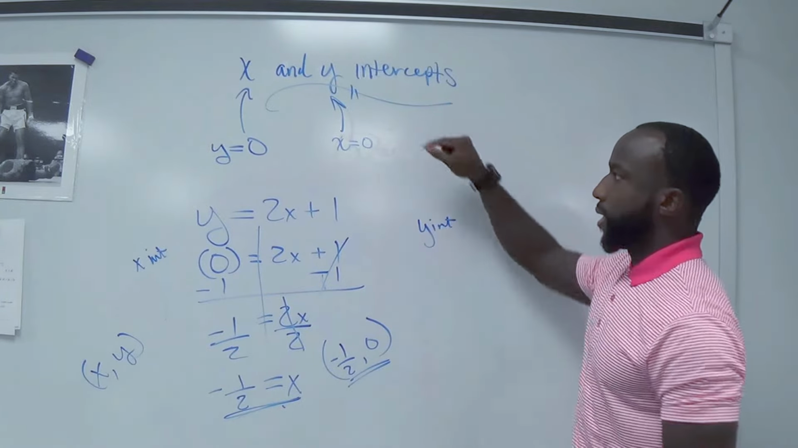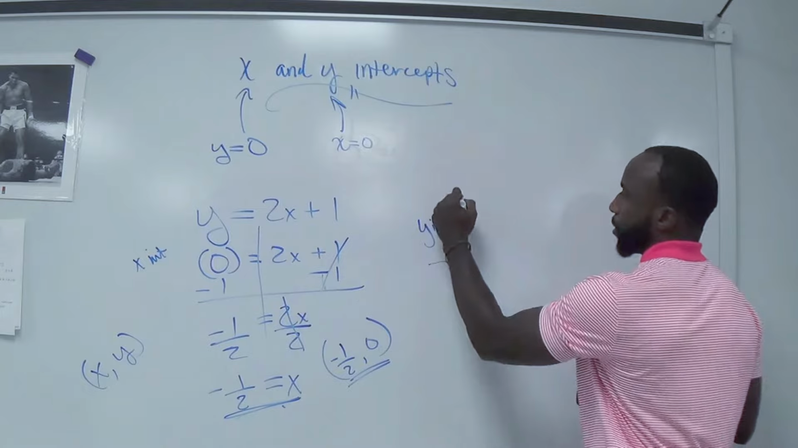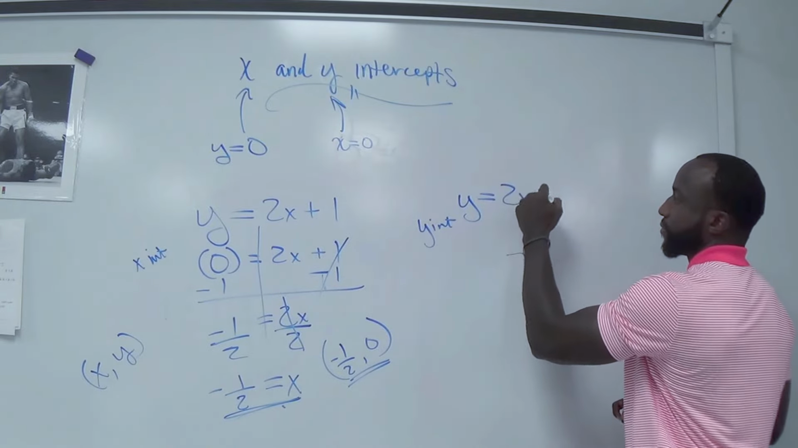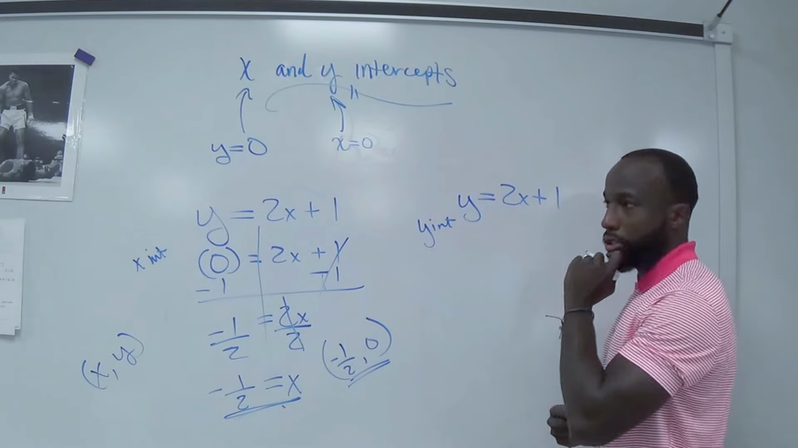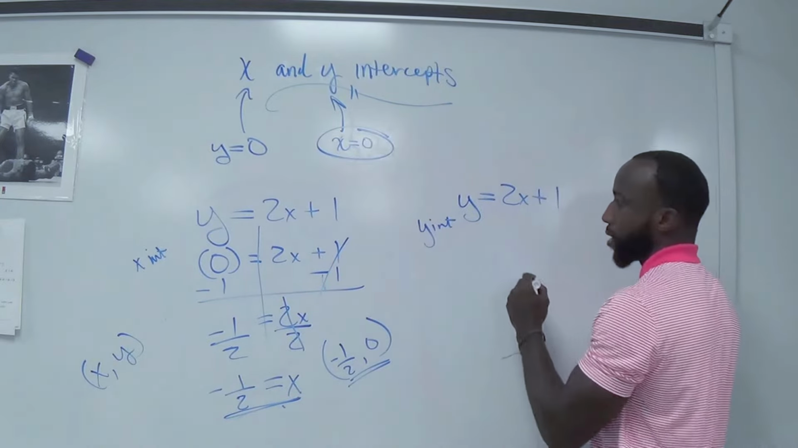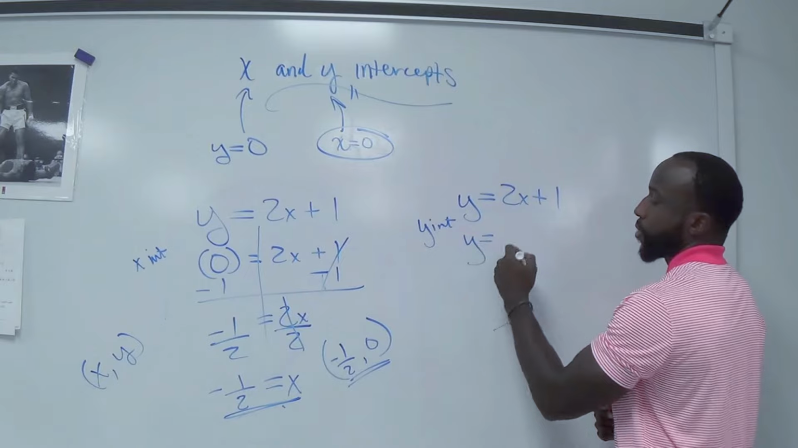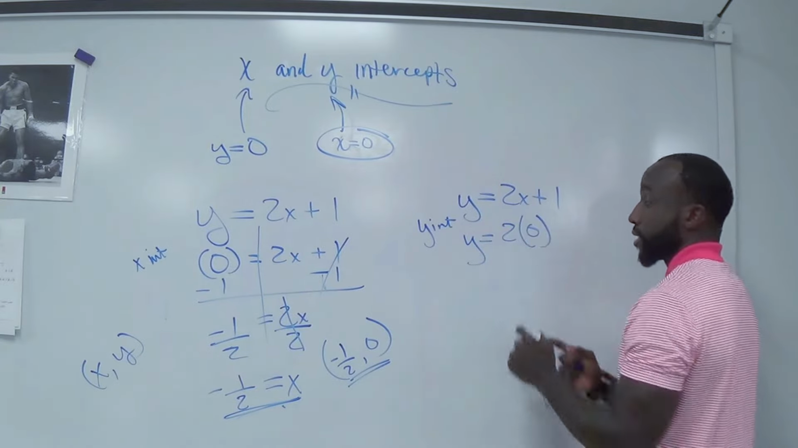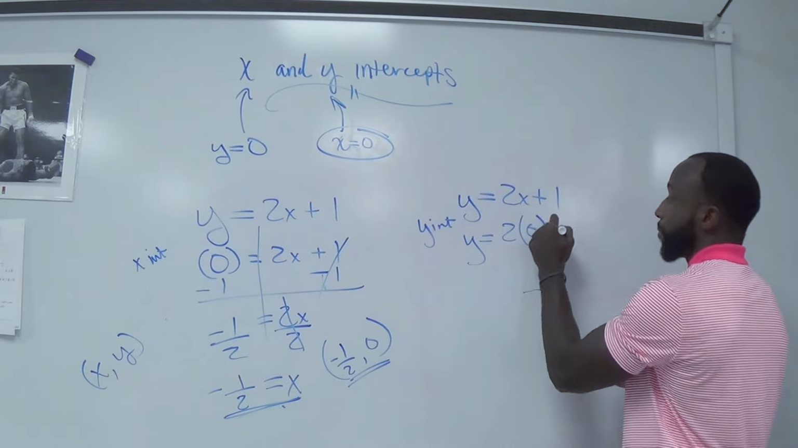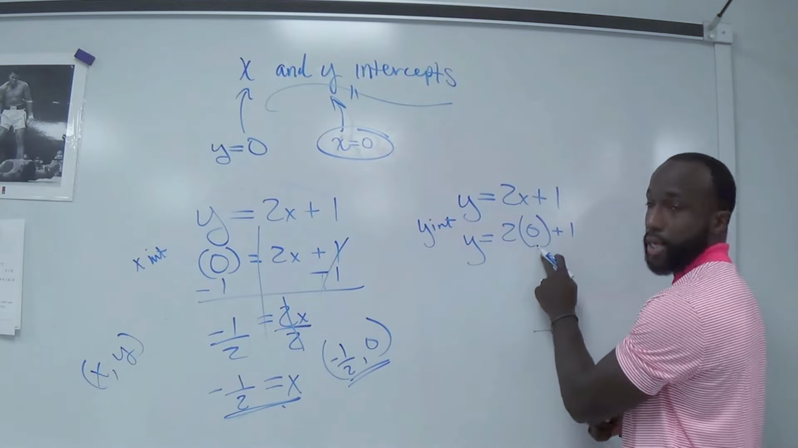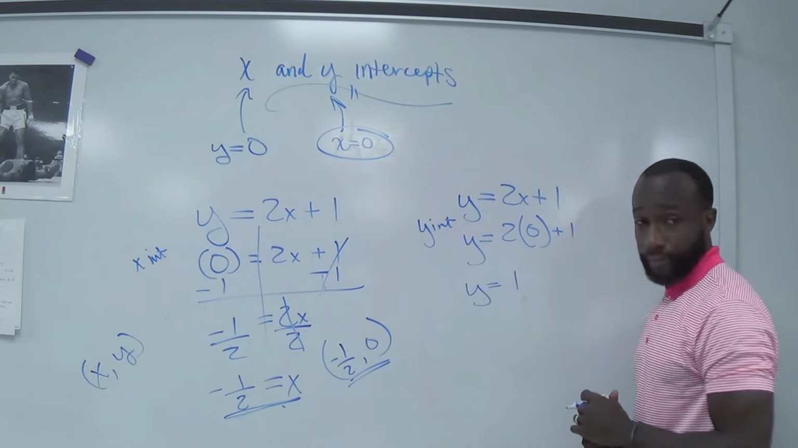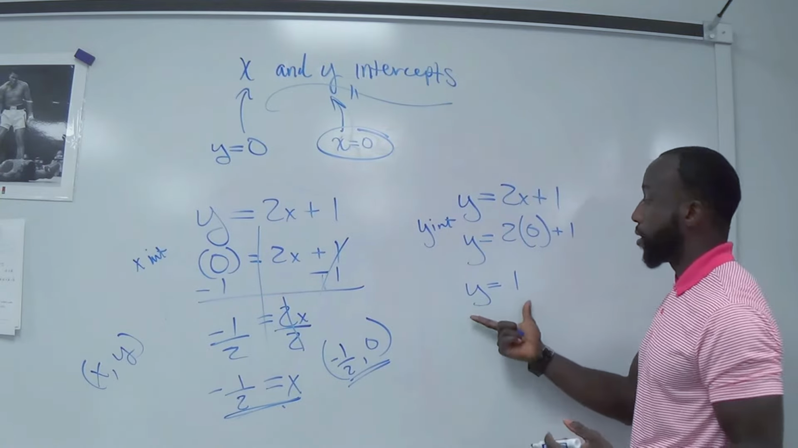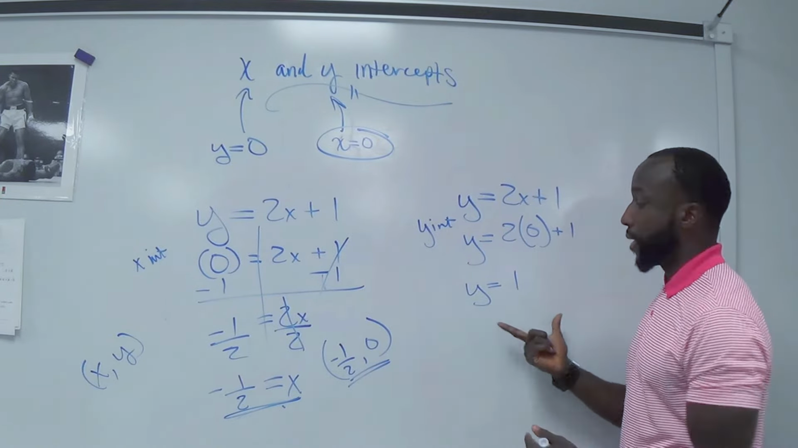Now let's look at the y-intercept. The y-intercept, again, is the place where x equals 0. So looking at the same function, let's solve for y. In order to do that, set x equal to 0. So here, this would be y equals 2 times 0, because x is 0 now, plus 1. 2 times 0 is 0, so y is going to equal 1. And that's it.